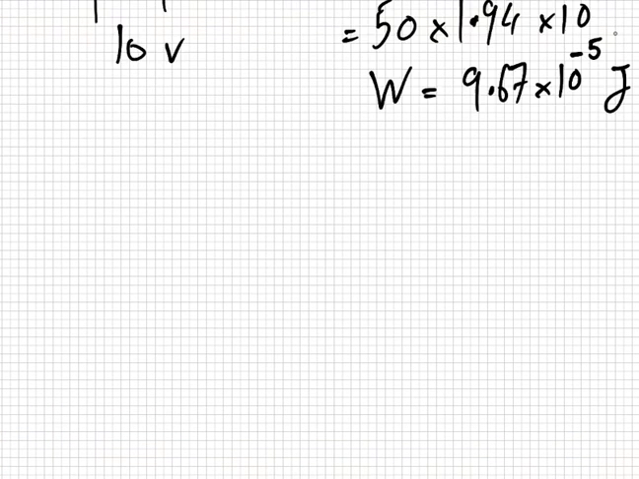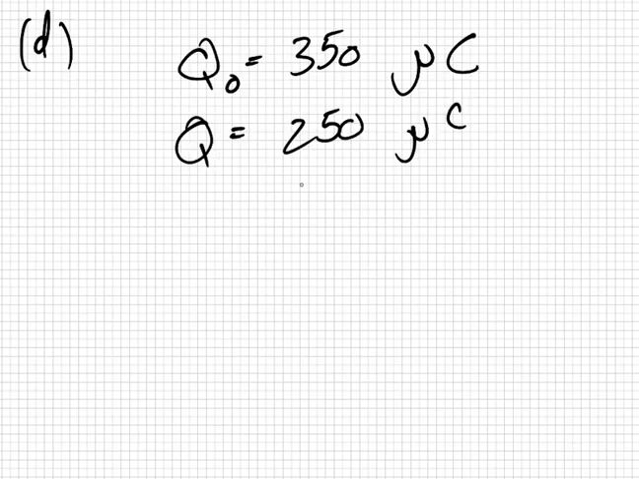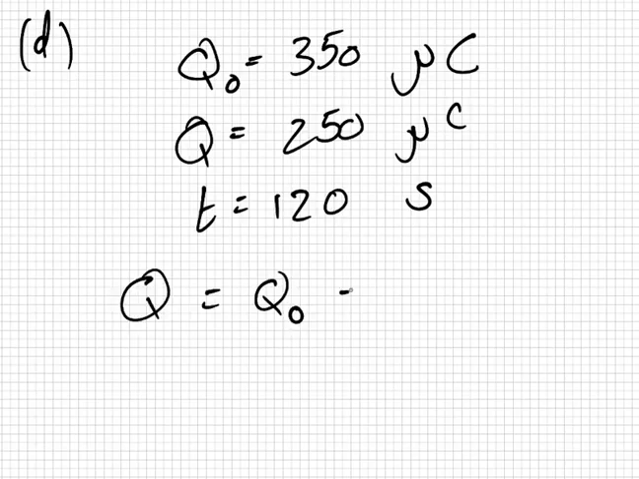Okay. So I don't have the screen up there. Can you give me the information? Do they tell you the charge at the beginning? Alright, so Q0 equals 350 microcoulombs. And what else do they tell you? Charge at the end, 250 microcoulombs. And you're told the time is 120 seconds. And so I use my formula, Q equals Q0 e to the minus t over RC.